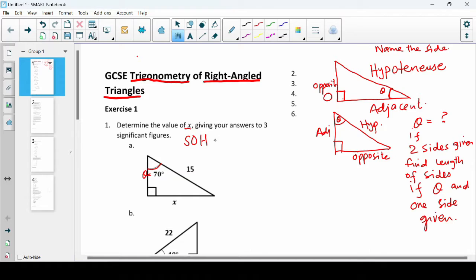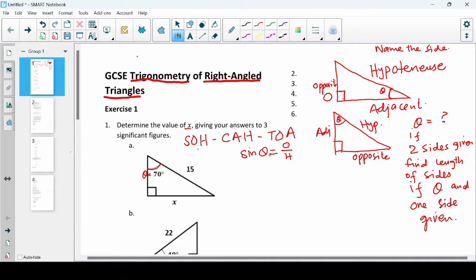SOH, CAH, TOA, so SOH CAH TOA. You have to remember all these. This is a catchword in these trigonometric functions. SOH means sine theta is equal to opposite over hypotenuse. So if opposite and hypotenuse are given to us, then we can use the sine function to find the angle.